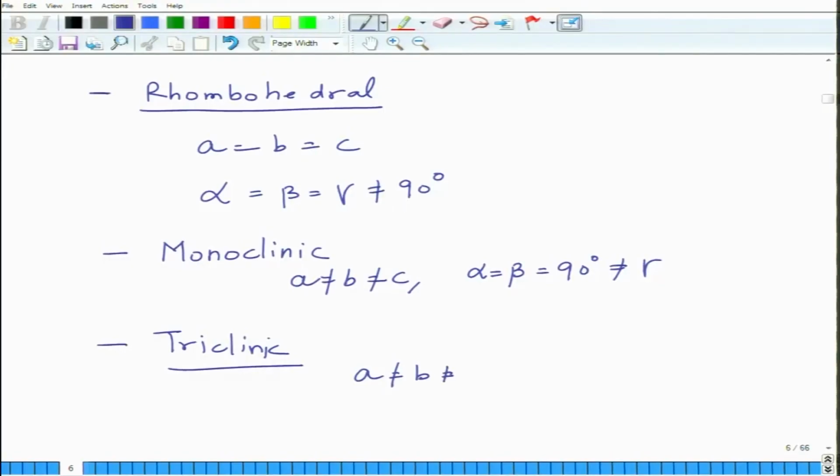In the triclinic case, this is the least symmetric of them. You can see a is not equal to b is not equal to c, and alpha is not equal to beta is not equal to gamma. This is the worst of them in terms of symmetry.